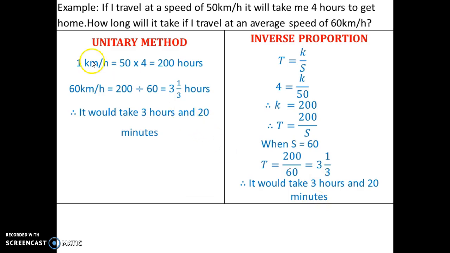The unitary method version, you can think of, well, 1 kilometre per hour speed would have been 50 times 4, so it would have taken 200 hours. So to get at 60 kilometers an hour, we're dividing our 200 by 60, and you get 3 1/3, which is the same answer. So just so you can see the other method.